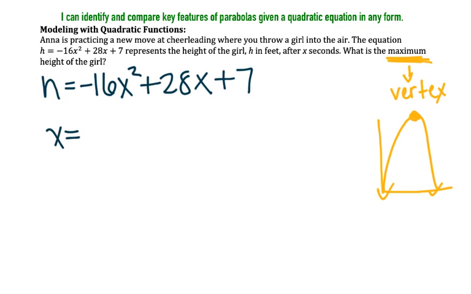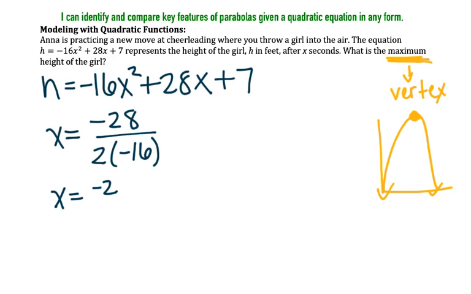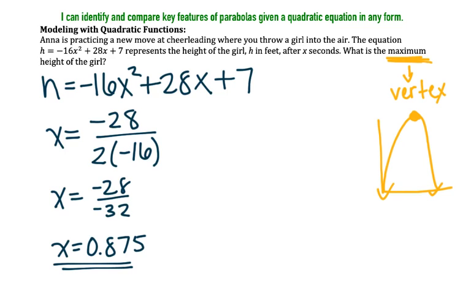So we get x equals the opposite of b, so negative 28, divided by 2 times negative 16. So we end up with negative 28 divided by negative 32, which is 0.875. So we know this is the x value of the vertex, so that's this part right here. But now we want to find the y value, how high it is.